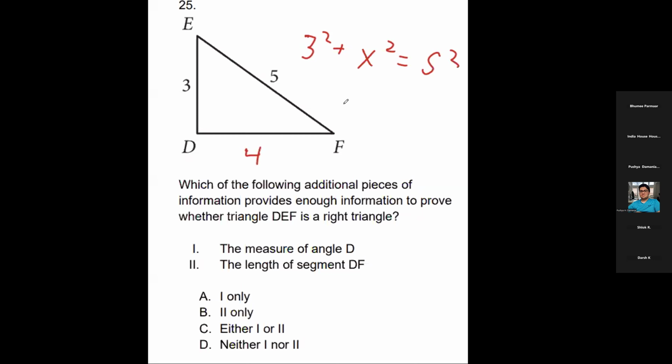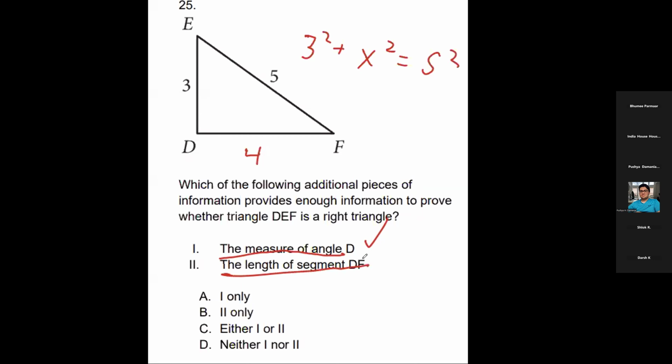But using the measure of segment DF, we can prove it using 3 squared plus whatever DF is squared equals 5 squared, because then that would mean this has to be a right triangle. Sorry, that was number 2.